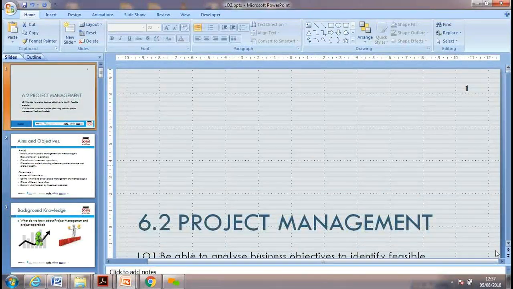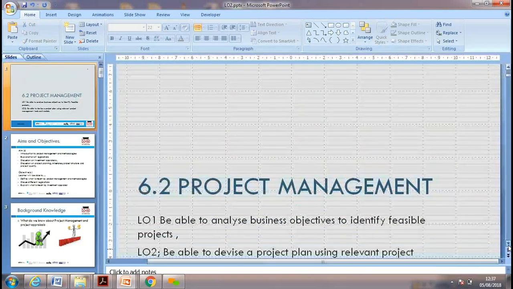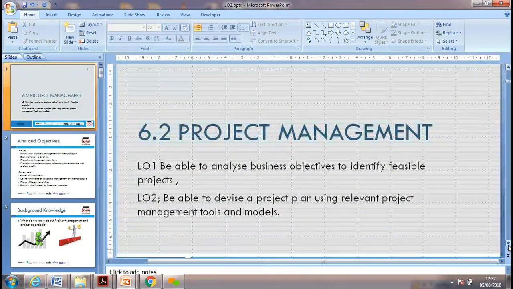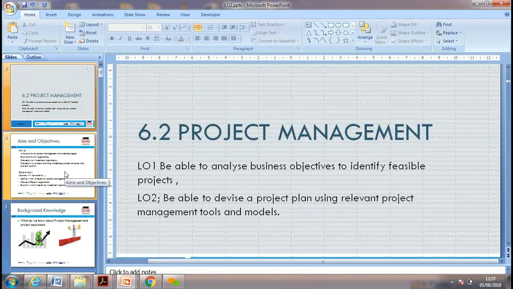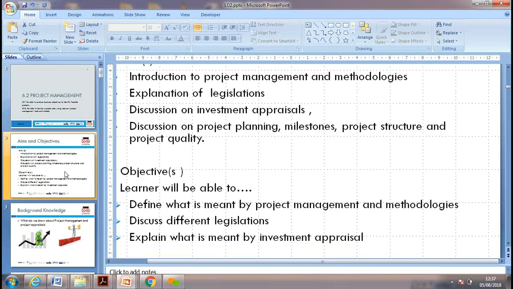So today we are doing lesson 2, which is linked with LO1, LO2. We will go through LO2 today. The aims and objectives of this lesson: introduction to project management. Further, we'll discuss project management and different methodologies, different methods, and an explanation of different legislation. When we plan something, we need to look at what the legislation is. As project managers, we need to be well aware of this legislation.